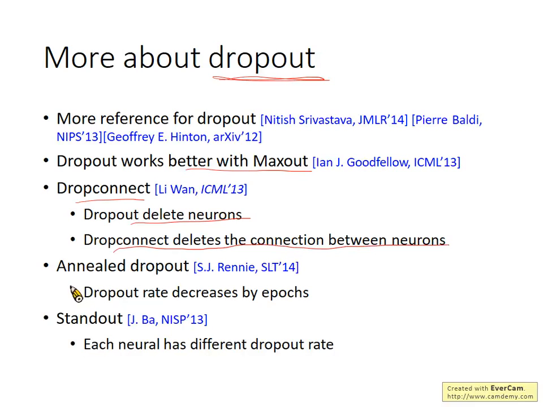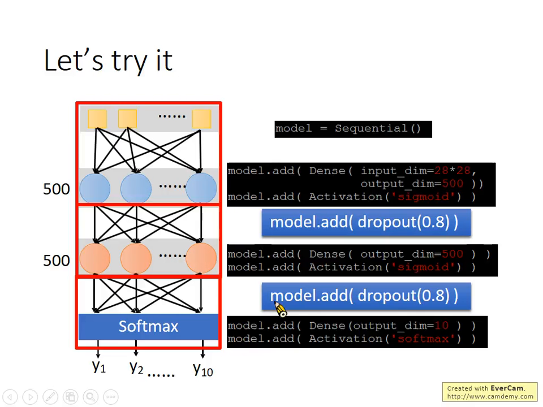There is also some work called linear dropout, where the dropout rate decreases by epoch, or standout, where each neuron has a different dropout rate. So there are many variants proposed recently. We can also try dropout based on our toy example.